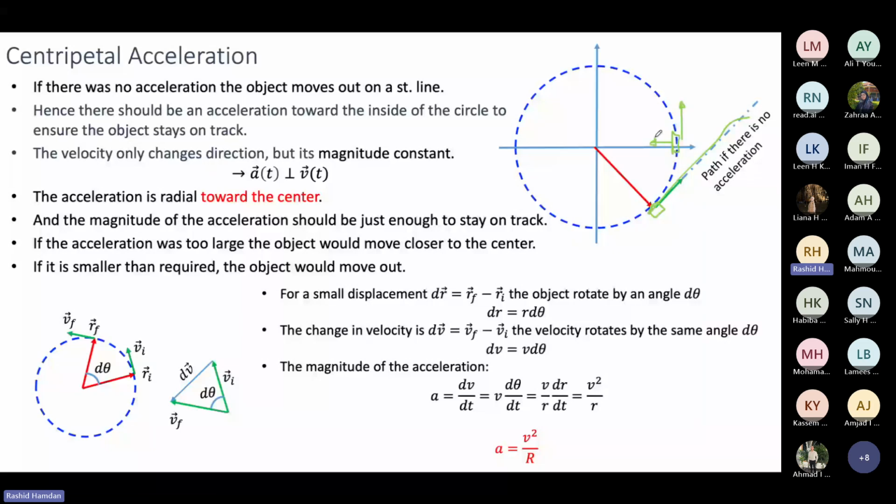If we look, the velocity also changes on a circle, and at any time it's perpendicular to the position vector. So the velocity vector also traces a circle. And to keep the magnitude of the velocity constant, the acceleration has to be perpendicular to the velocity.